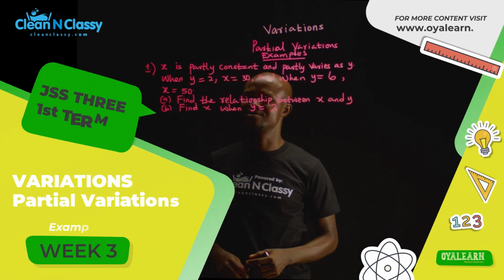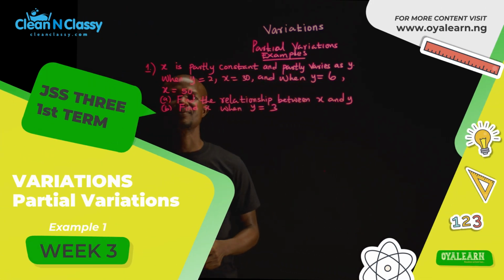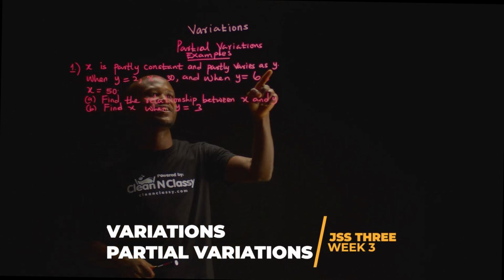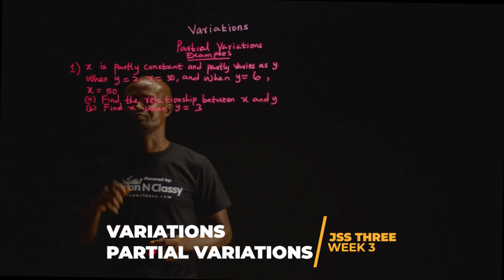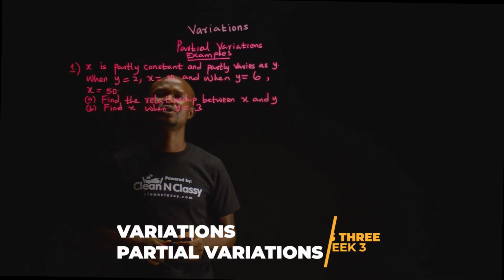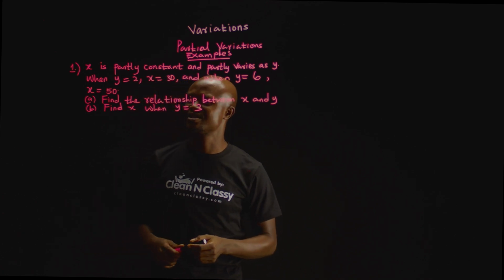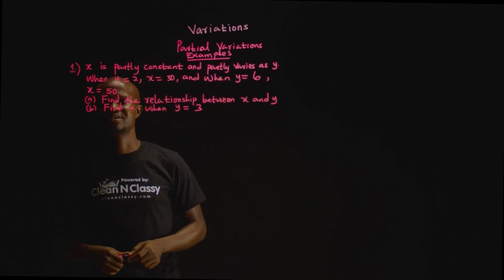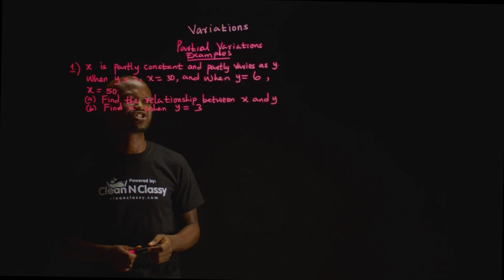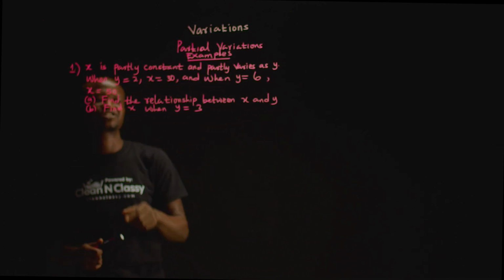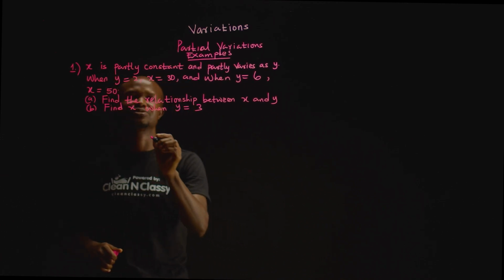Partial variations. Example: x is partly constant and partly varies as y. When y equals 2, x equals 30, and when y equals 6, x equals 50. A. Find the relationship between x and y. B. Find x when y equals 3. Solution.